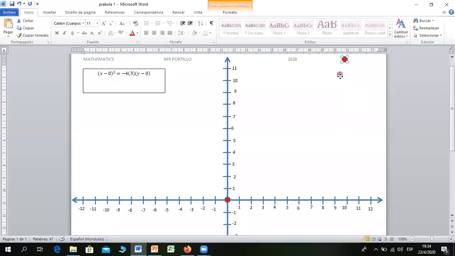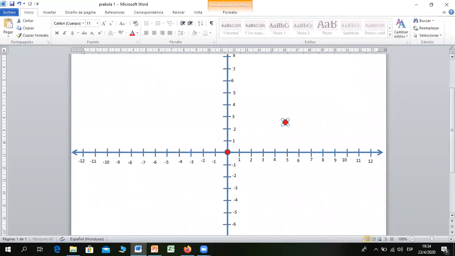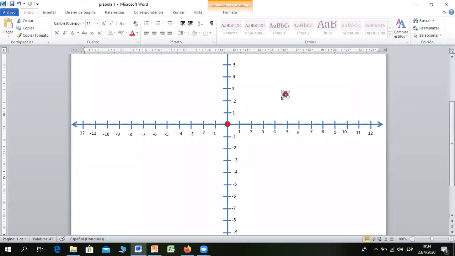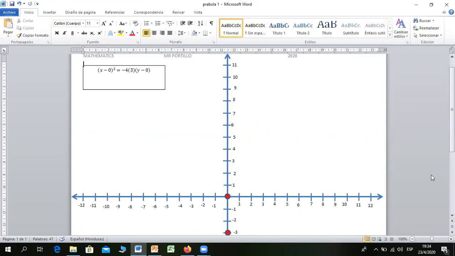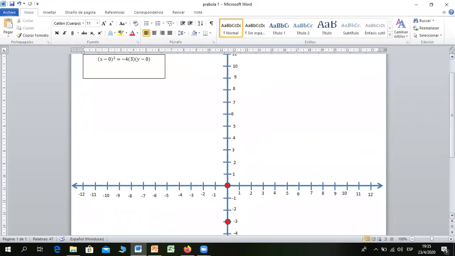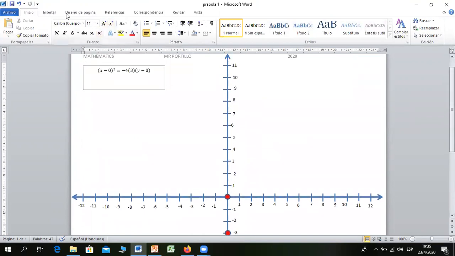What happened with the focus? The focus, if you don't remember, was (0, -3). If you think the point goes here, you're not clear and you have to review the first class again, because this is (-3, 0). (0, -3) is here because the value of y is always in the second position. Don't forget that. So we already know that one, and the directrix is missing.